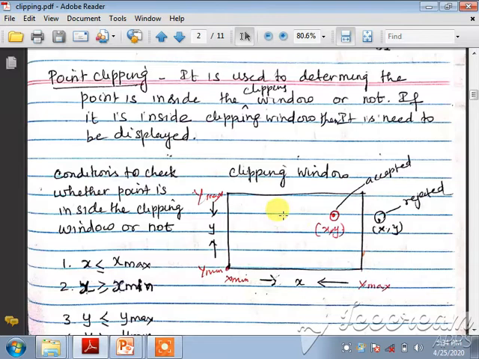The clipping window has a boundary, so x minimum and x maximum, y minimum and y maximum. The point, the pixel, has x and y values. The x must be greater than x minimum and less than x maximum. The y must be greater than y minimum and less than y maximum. These four conditions must be satisfied by the coordinate. If they are satisfied, then the particular point or pixel is accepted, otherwise it is rejected.